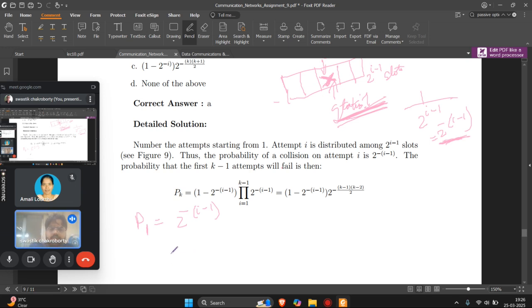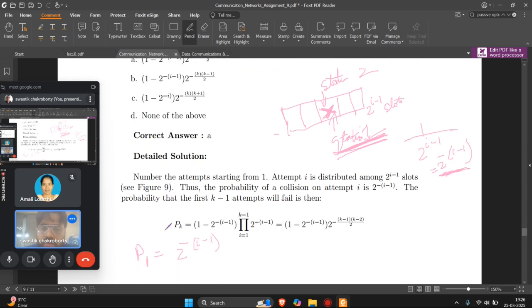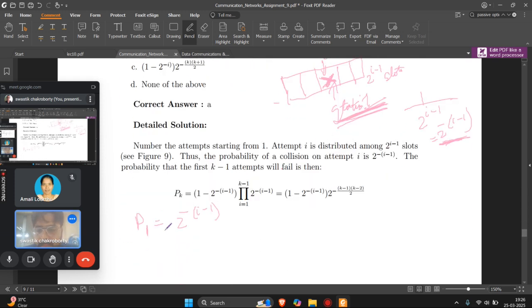What is the probability that the second attempt will fail? So success in the first round means contention will end in the first round. What is the probability that contention ends in the first round? It is 1 minus 2 to the power minus (i minus 1). What is the probability contention ends in the second round? In the first round there was a failure, and in the second round there is something else.